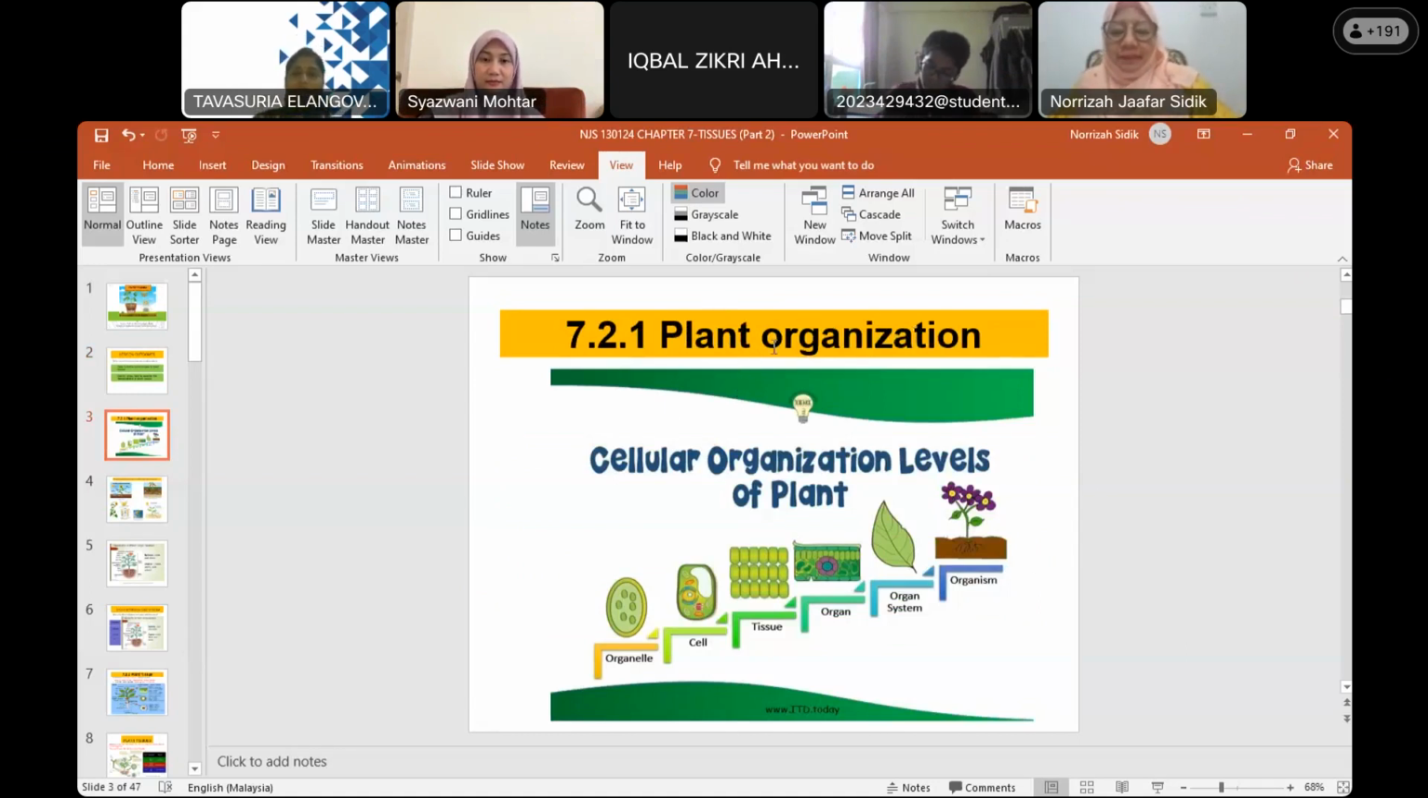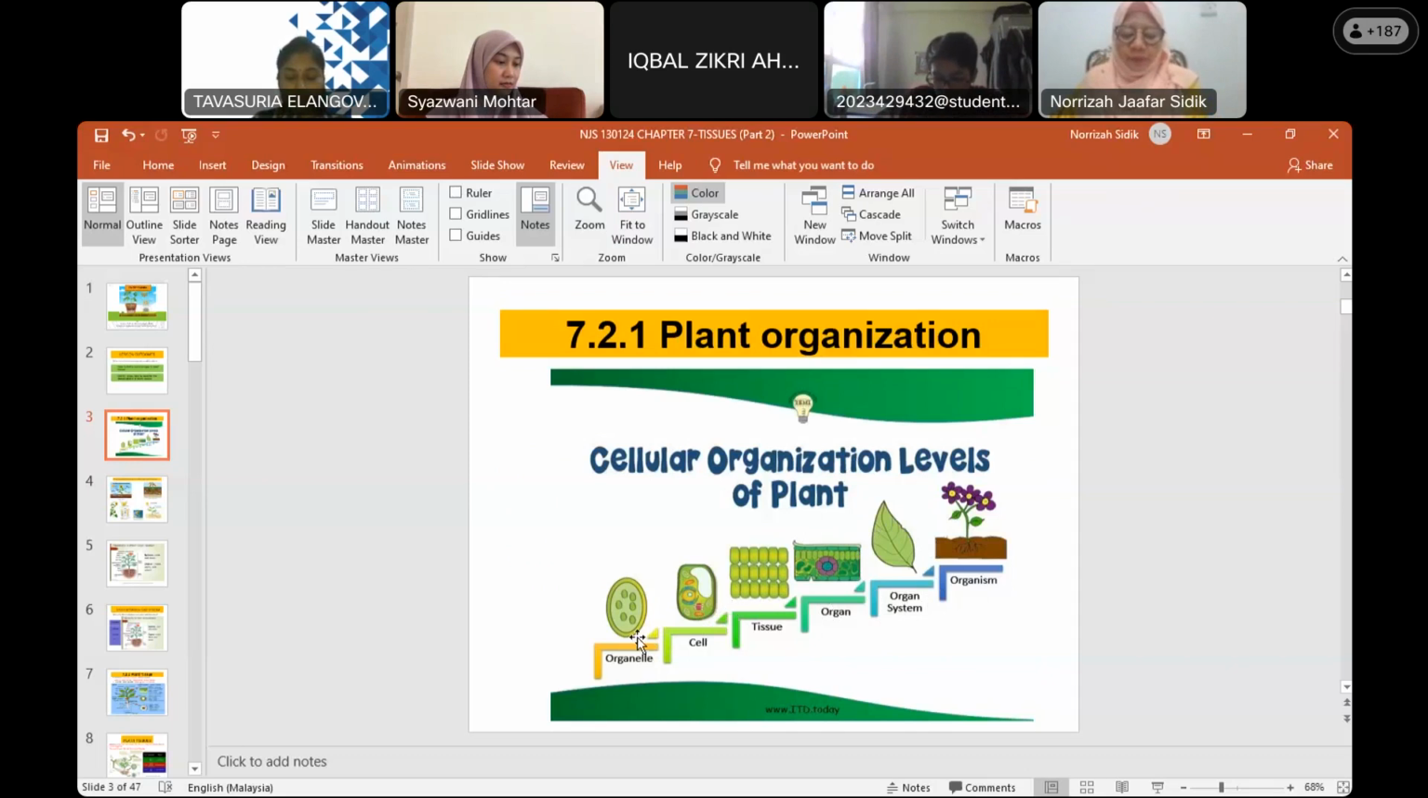Okay, so what is plant organization? Plant organization refers to the structural arrangement and hierarchy of cells, tissues, and organs in the plants. The organization of a plant can be seen at various levels, ranging from the cellular level till the whole plant, the organism.